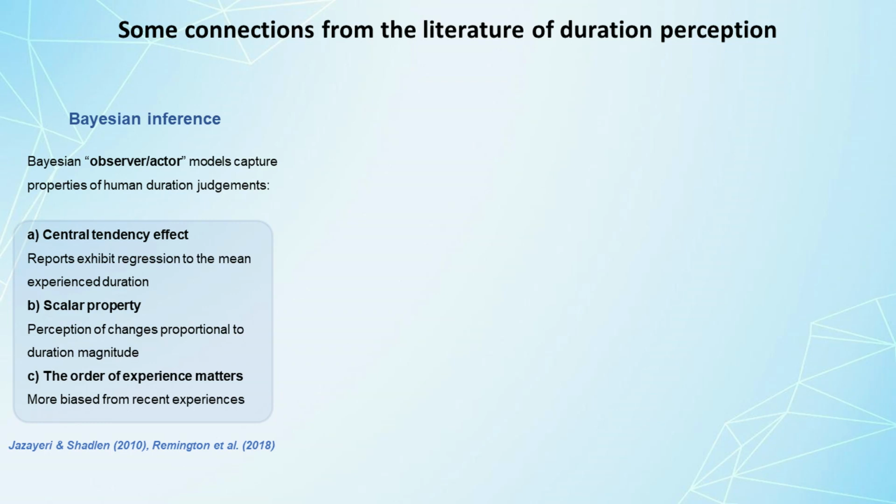So, since I can definitely not cover everything here, we thought that it is a good idea to instead talk about a few key ideas or insights from the literature that have influenced our work on the topic. First, we know that when people report duration of events, they tend to regress these reports to the mean duration of all trials they have experienced. We know that their errors increase logarithmically with the actual duration magnitude, and they are more biased by the most recent trials. And we know also that all those aspects can be captured with Bayesian observer models that have been used in the literature for more than a decade now.